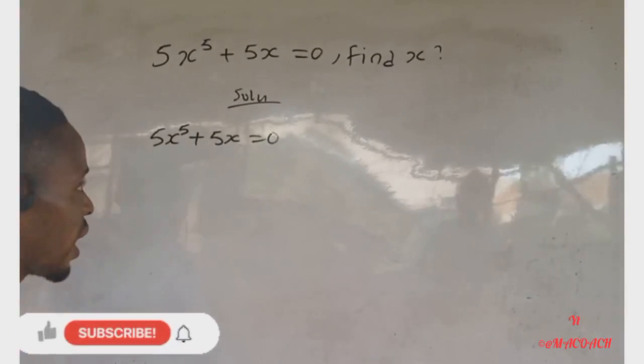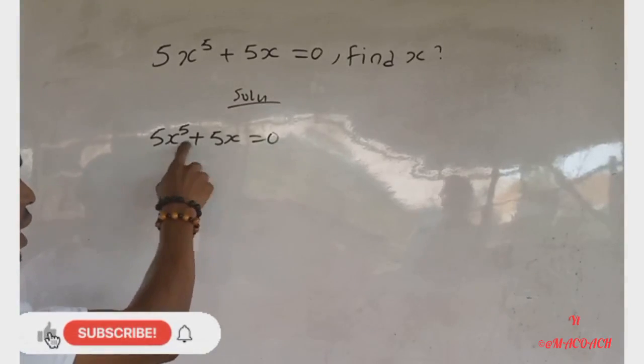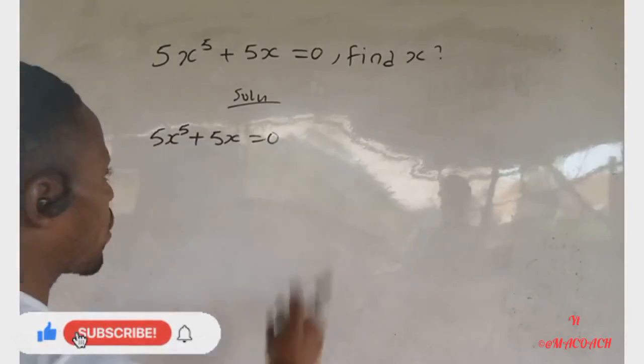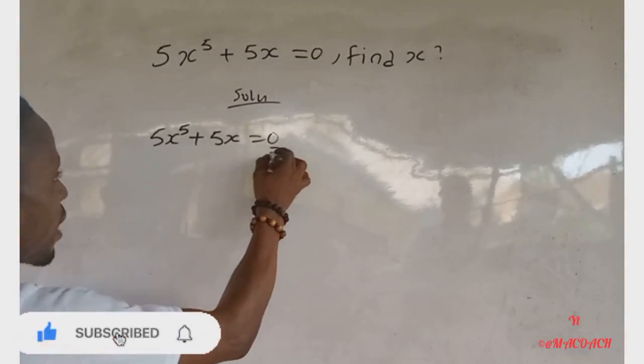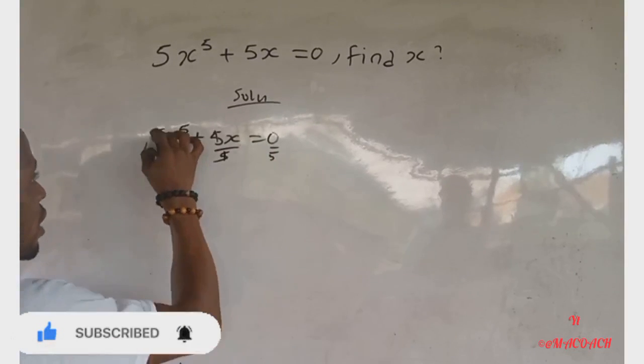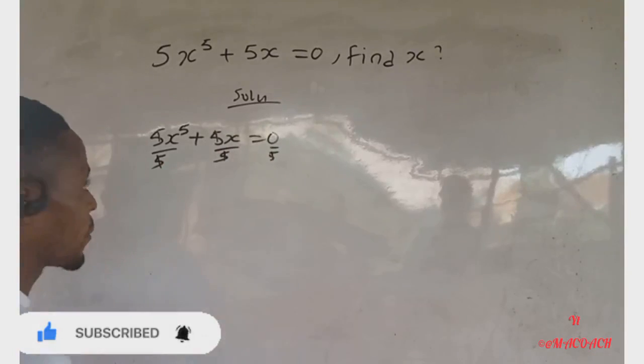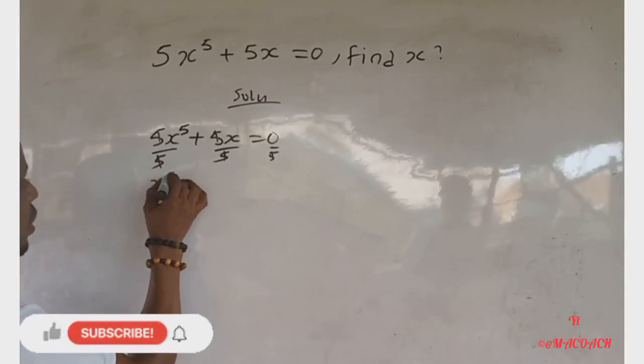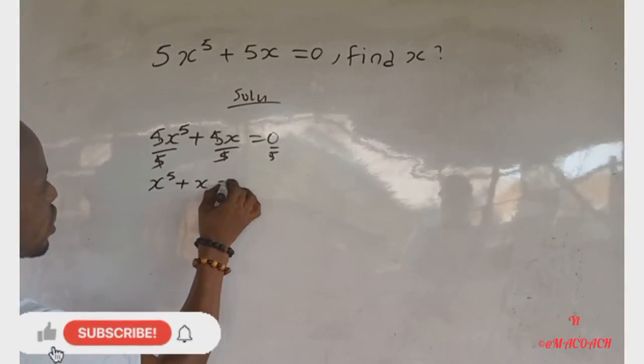The first thing to do here, since we have 5 common to both terms, you can divide both sides by 5. When you divide both sides by 5, 5 divided by 5 is 1, and 0 divided by 5 gives 0. Here we have s to the power 5 plus s equal to 0.